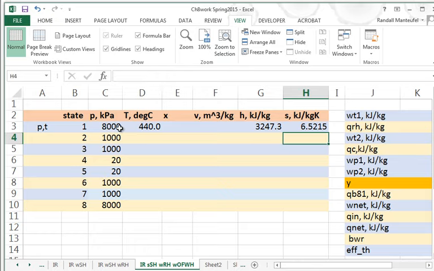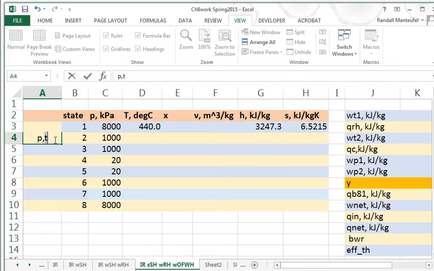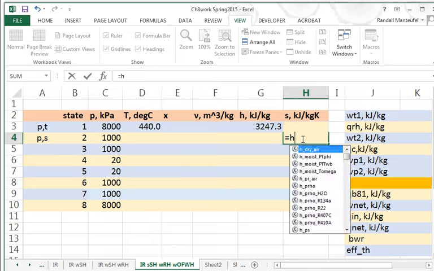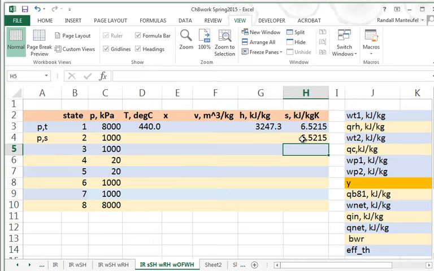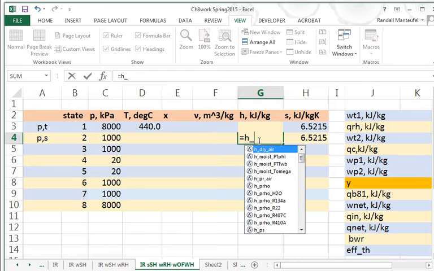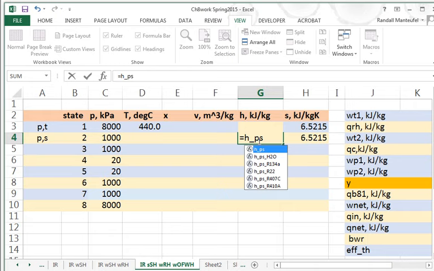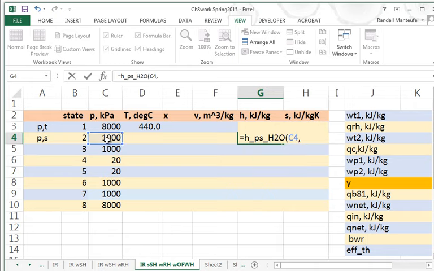How about state 1? That was after the first turbine. It's pressure and entropy, isn't it? So just say, look, get this value, which is H3 for the entropy. Copy down that entropy. So now I say, can I get the enthalpy as a function of pressure and entropy for water using that value, C4, and H4 for the entropy, true?